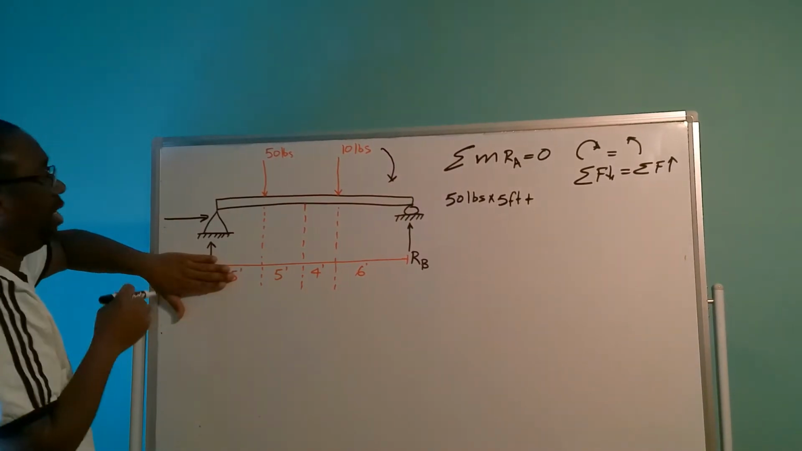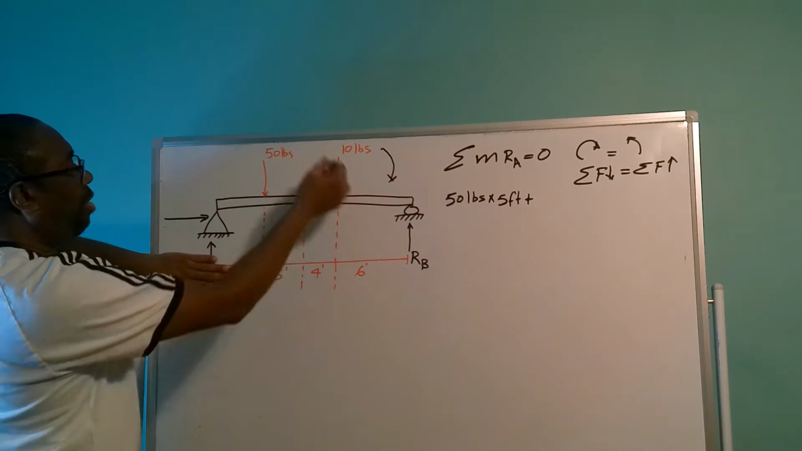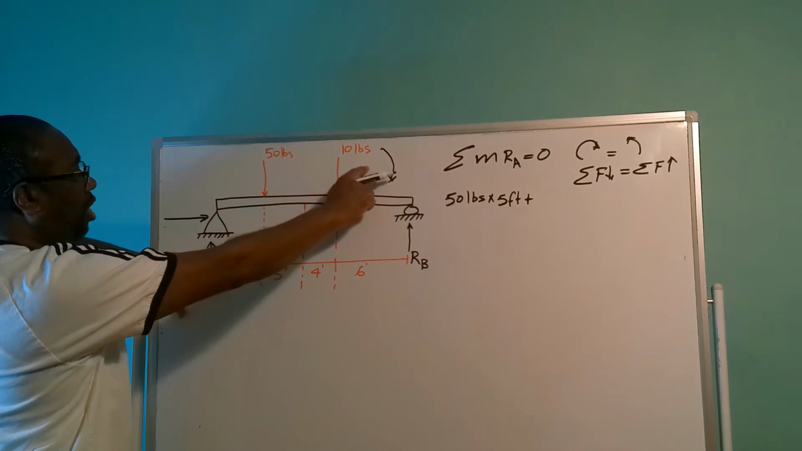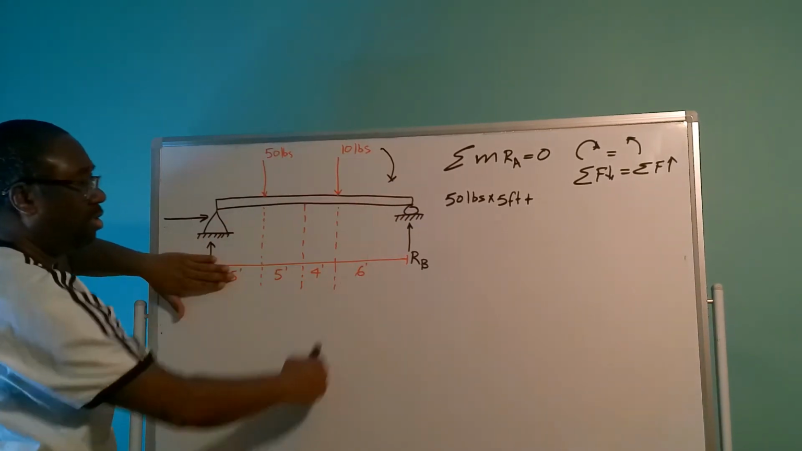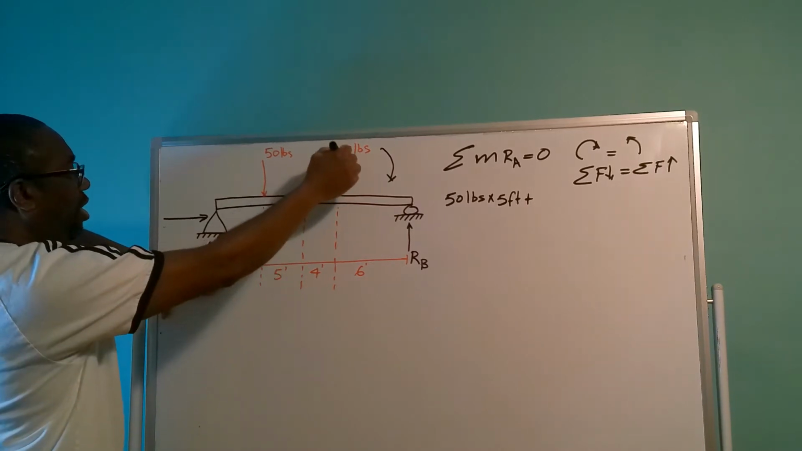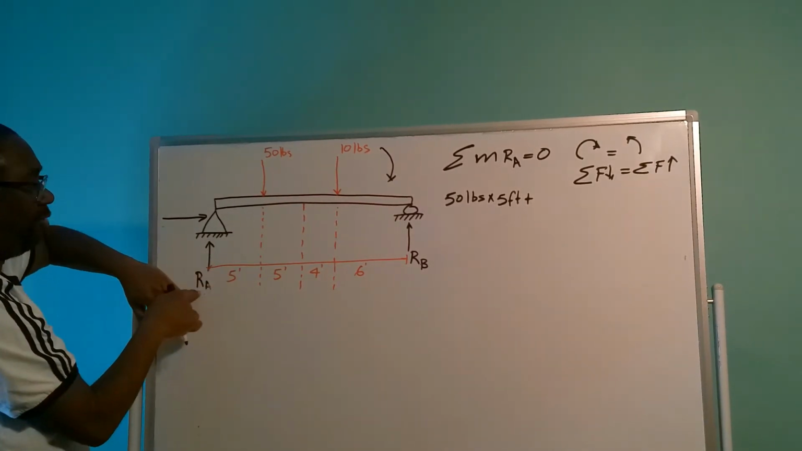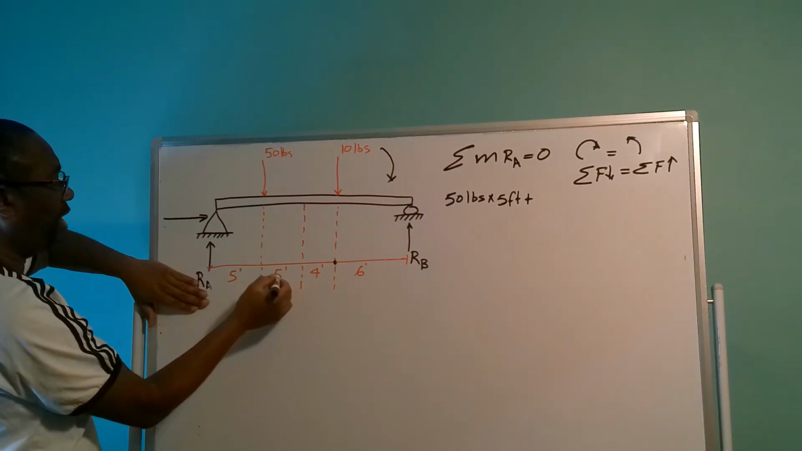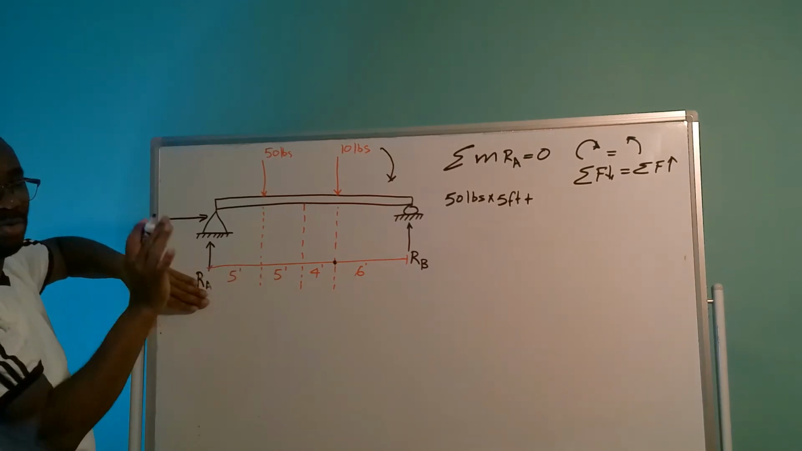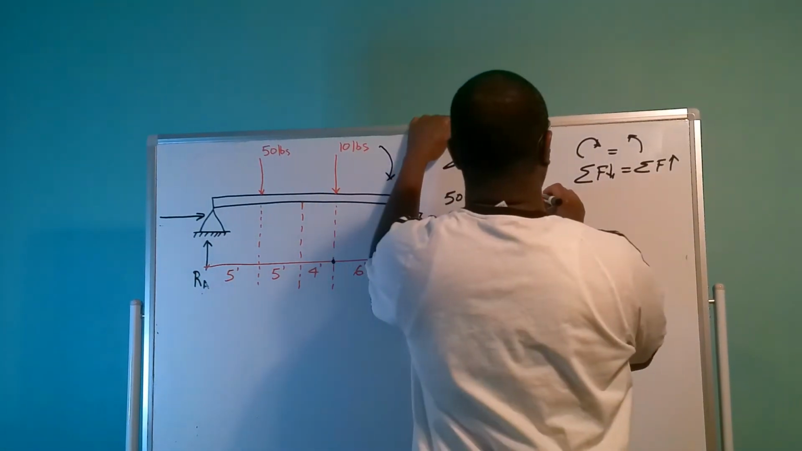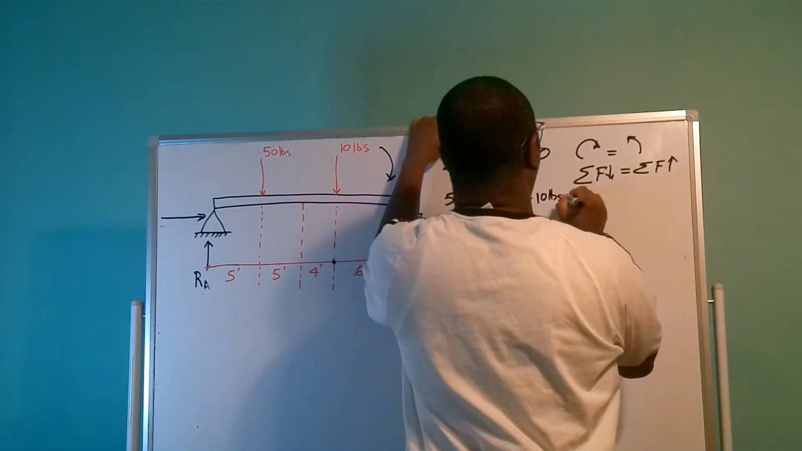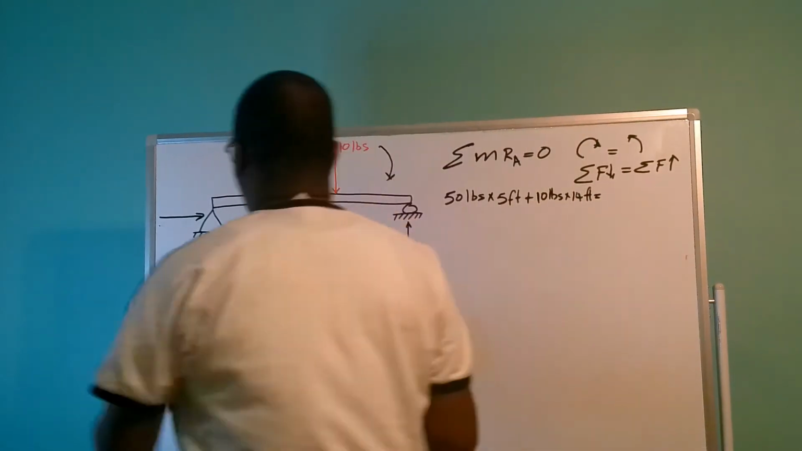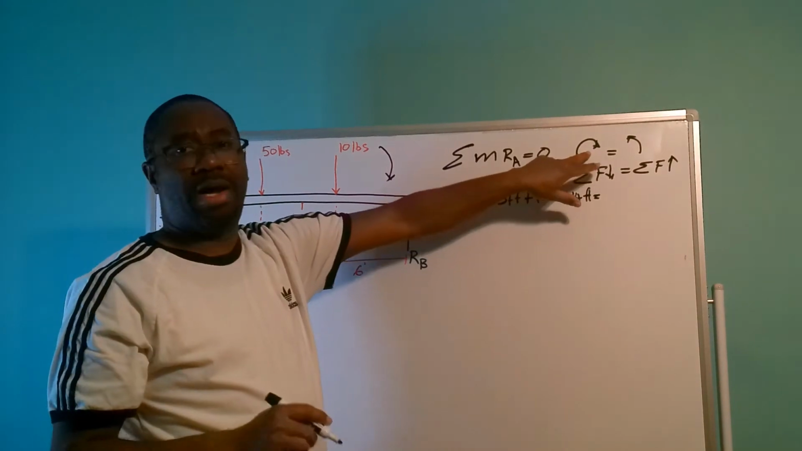Right? So the next load we have acting on top of the beam coming down is this 10 pound load here, and this 10 pound load is also going to turn the beam clockwise. So this 10 pound load here is acting 14 feet away from RA because the 10 pound load is right here. So we have 4 feet plus 5 feet plus another 5 feet, that is 14 feet. So we have 10 pounds times 14 feet. So we have taken care of our clockwise moment.